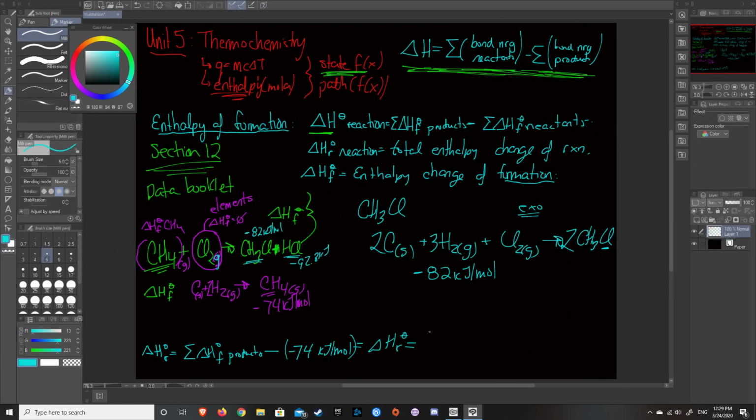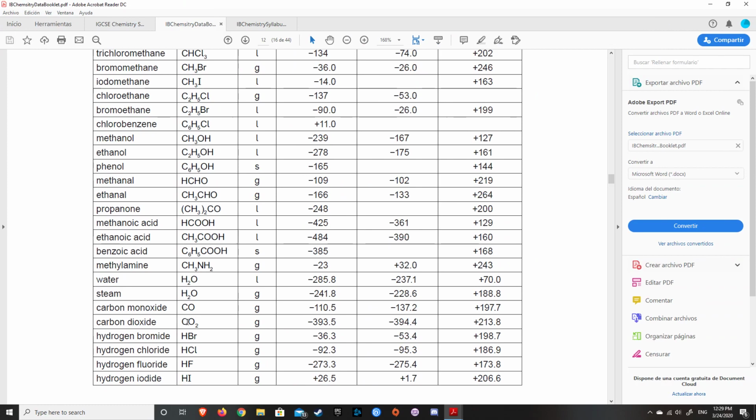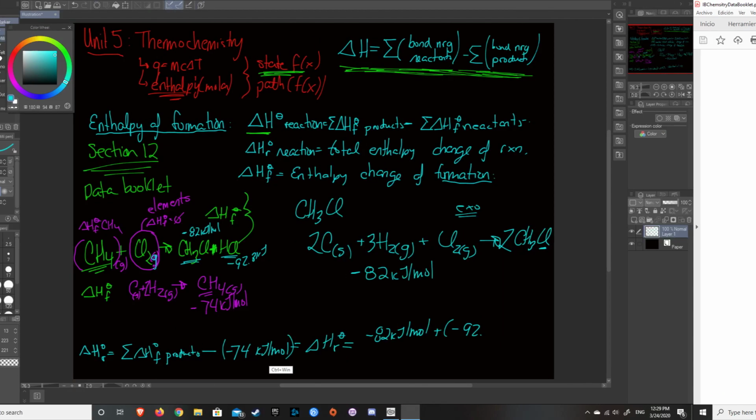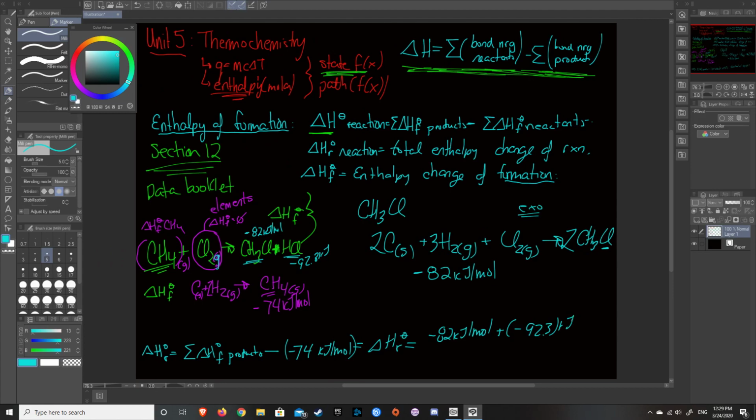So it's negative 82 kilojoules per mole plus negative 92, let me see, HCl was negative 92.3 kilojoules per mole, and then minus a negative number. Minus means plus 74 kilojoules per mole. So if we were to find out the final value, we'd say delta H reaction standard of this reaction is equal to, let me just get my calculator open here.